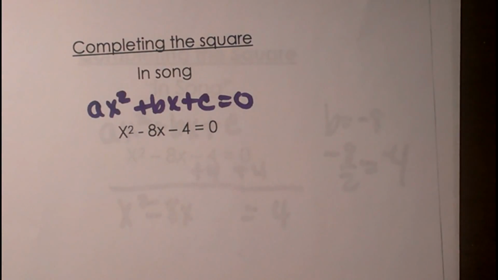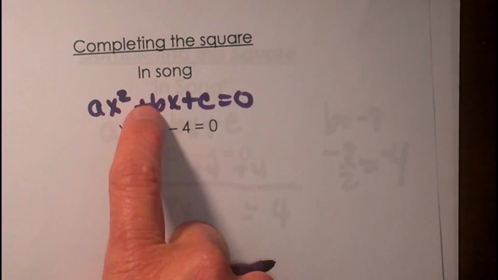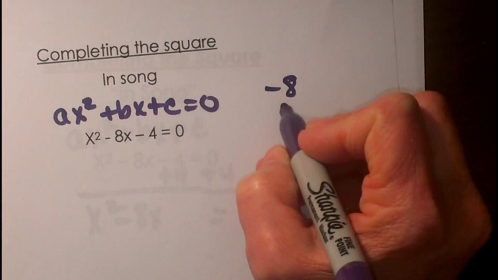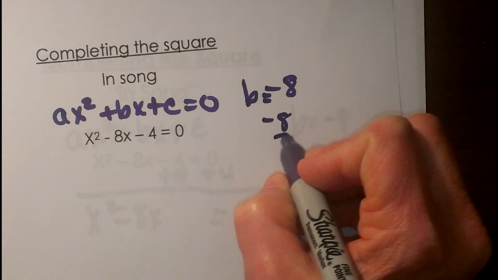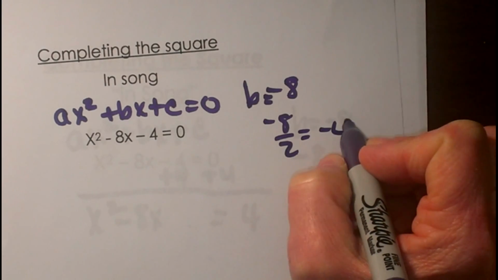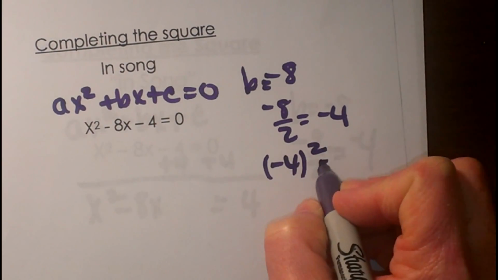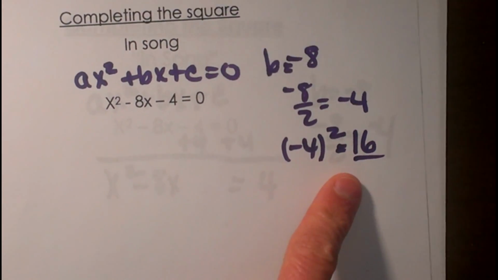So let's run through that. What is our b term here? Well, we said our b term was -8. So if b is -8, we're going to half it. Half of it is -4. And then we're going to take -4 and square it, and that gives us 16. And we're going to add 16 to both sides of the equation.